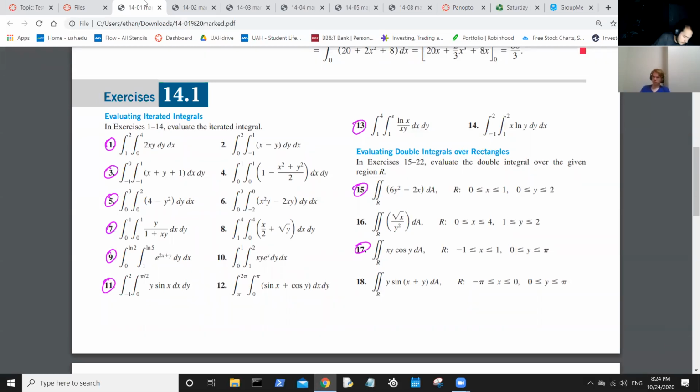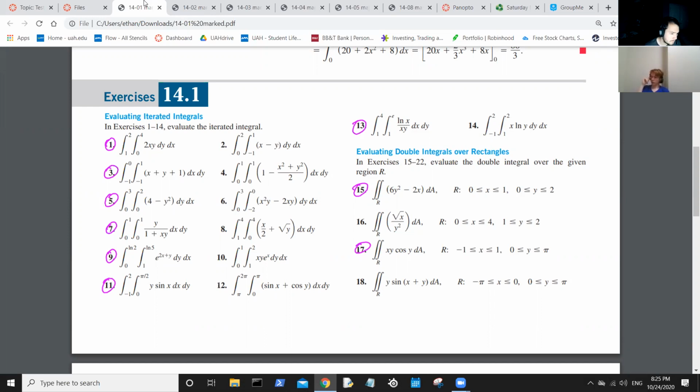On number 9, we have the integral from 0 to ln 2 and 1 to ln 5 of e to the 2x plus y dy dx. So we start with y this time, so we treat x as the arbitrary constant. So looking at this, if the derivative of e to the x is e to the x, then the integral of e to the x is e to the x, right? But this time it's not as simple as that because the exponent is something more. That's why we need to use u sub, right?